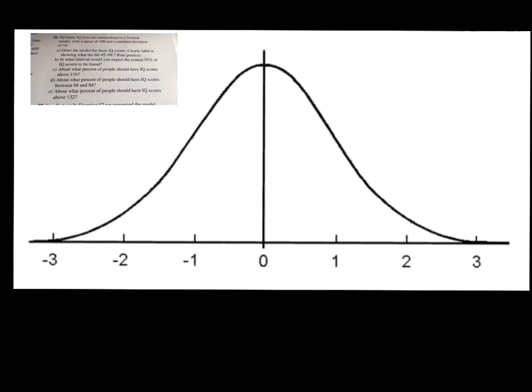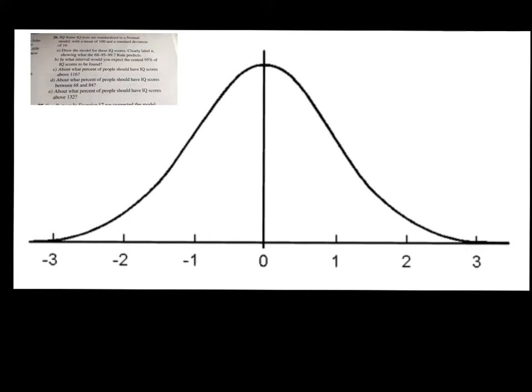Hey everyone, I'm going to make a quick video about one of our problems that are due for homework this week. It's on page 133, number 26, and I took a picture of the problem and posted it in the left-hand corner. It says, some IQ tests are standardized to a normal model with a mean of 100 and a standard deviation of 16. Draw the model of these IQ scores. Clearly label it showing what the 68, 95, 99.7 rule predicts.